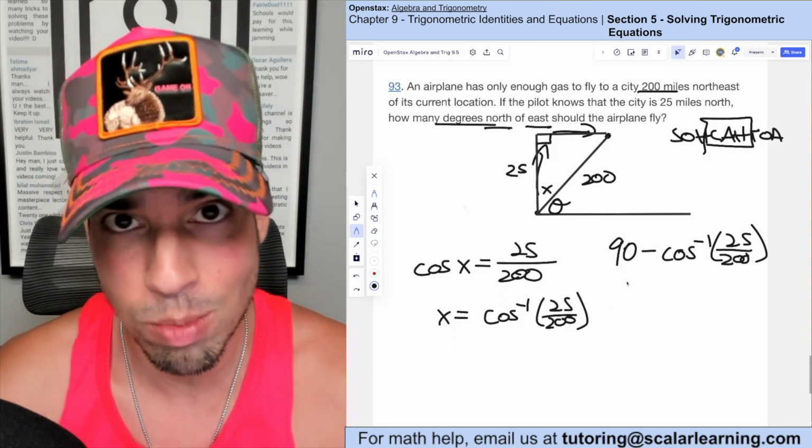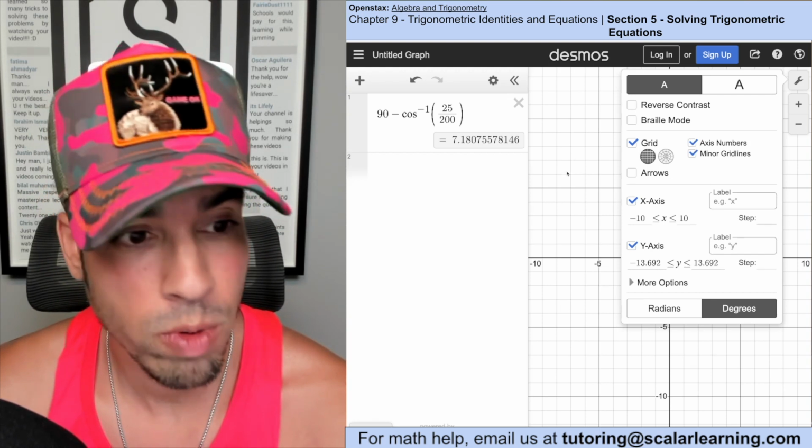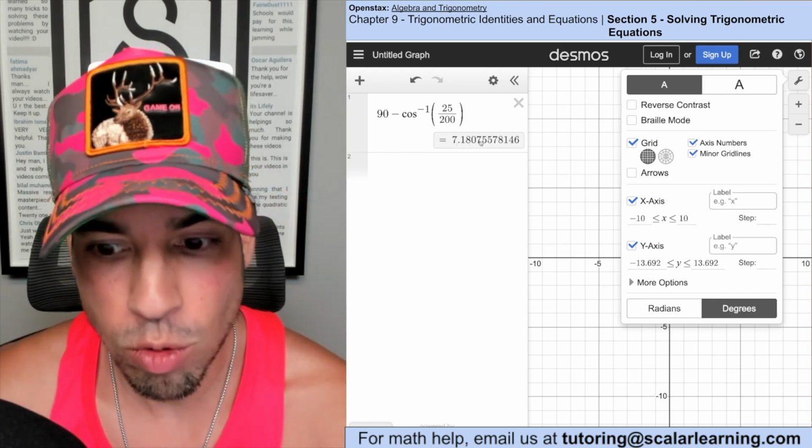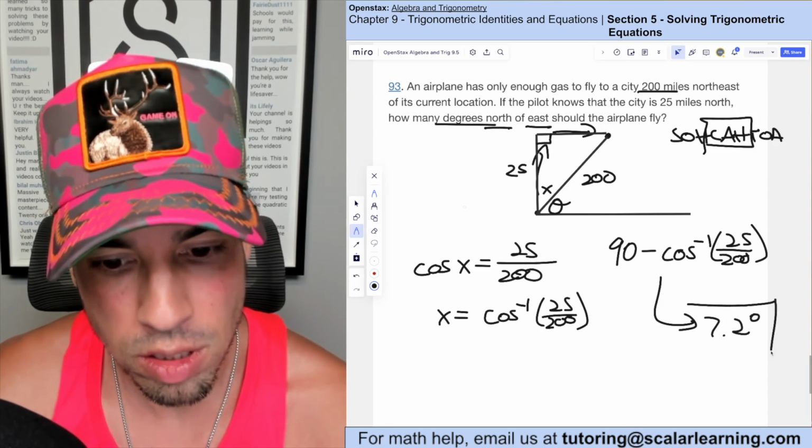So let's do that now in Desmos. Before we calculate this, make sure that you're in degrees mode. If you're in radians mode, it won't give you the right value. So here we get 7.18, which rounds to 7.2. So our answer is 7.2 degrees to the nearest tenth of a degree.